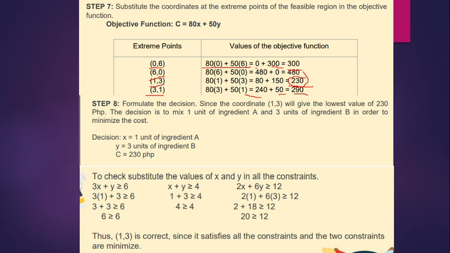Then after that, to satisfy our three structural constraints, the decision is x equals 1 and y equals 3, so c equals 130. Replace the variables with x equals 1, y equals 3. Right, 6 is greater than or equal to 6, check. 4 is greater than or equal to 4, check. And 20 is greater than or equal to 12, check. So that means 1 and 3 is correct, since it satisfies all the constraints and the cost is minimized. So that would be the minimization problem.